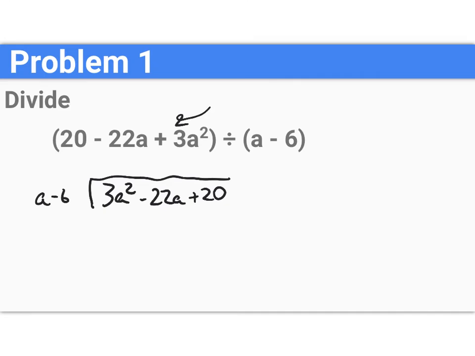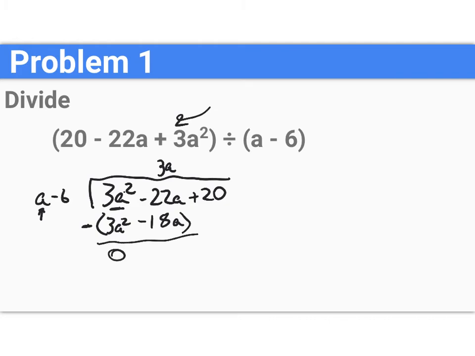Okay, so this a and this a, we want to get to cancel out. So what can we multiply this a by to get 3a squared? So we had to multiply by 3a. And so watch, 3a times negative 6 gives us negative 18a. 3a times a gives us 3a squared. Okay, because this is division, we're subtracting. So 3a squared minus 3a squared is 0.